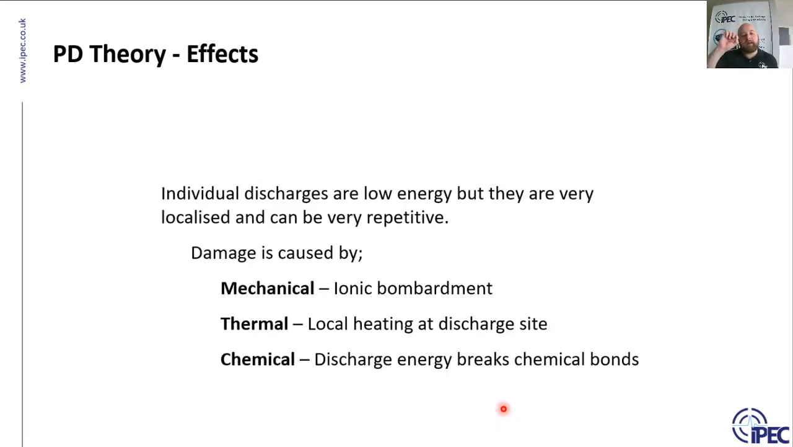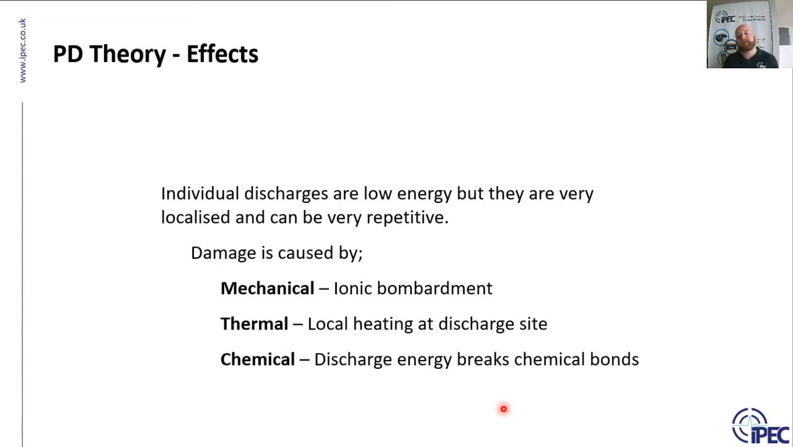Like I said, every time these small PDs occur, they're very, very low in energy, but they're very localized and very repetitive. The defect point is very small, which is why they're very localized, but they're very repetitive over time, occurring multiple times per power cycle.